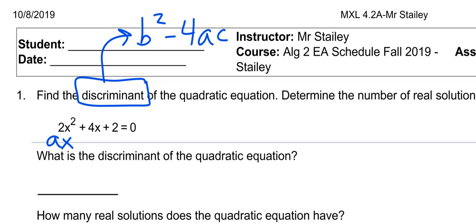And yes, a is still in front of the squared term, and b is still in front of the linear term x, and c is still the constant term. So our a, b, and c in this case are 2, 4, and 2.